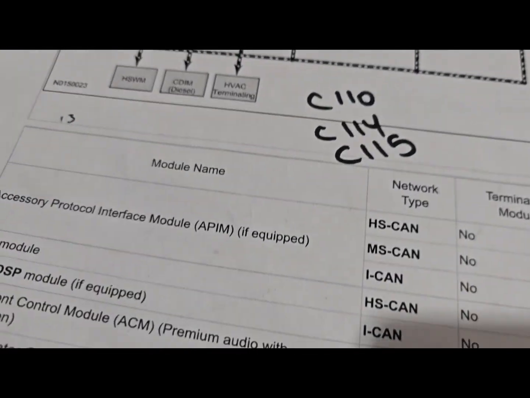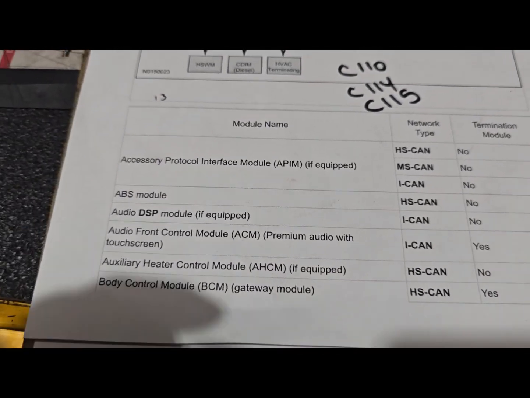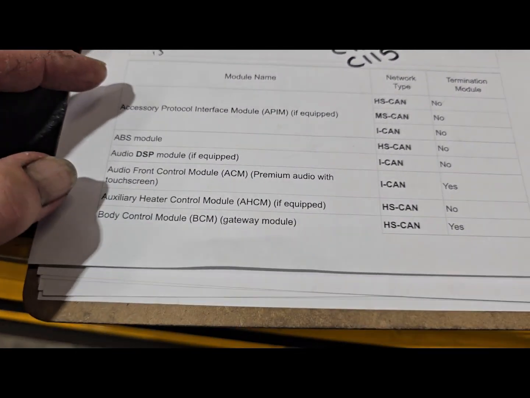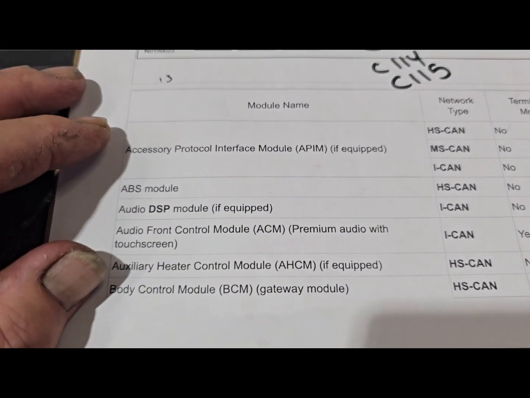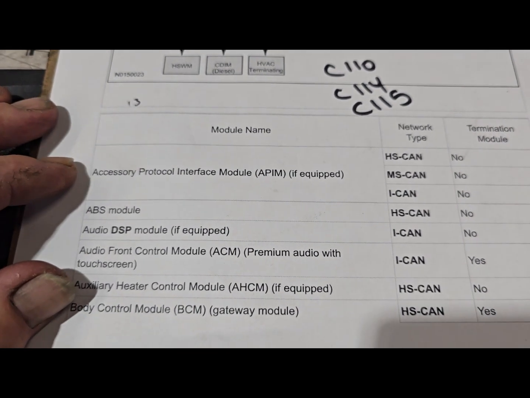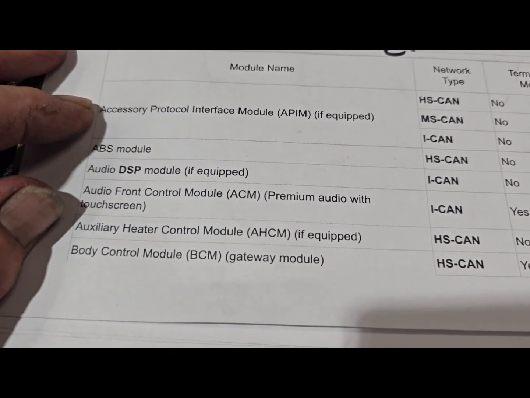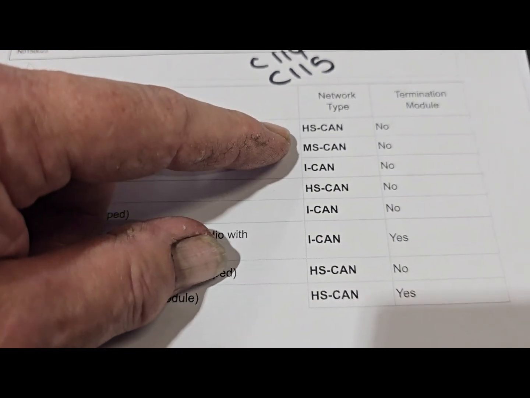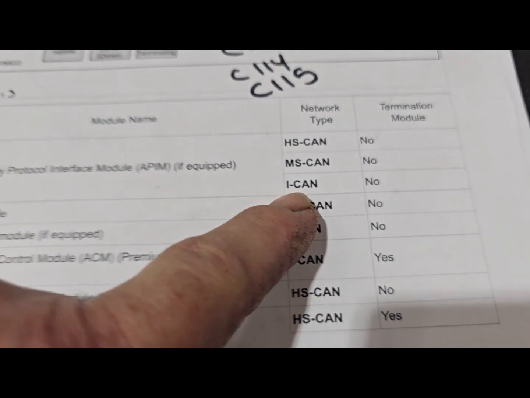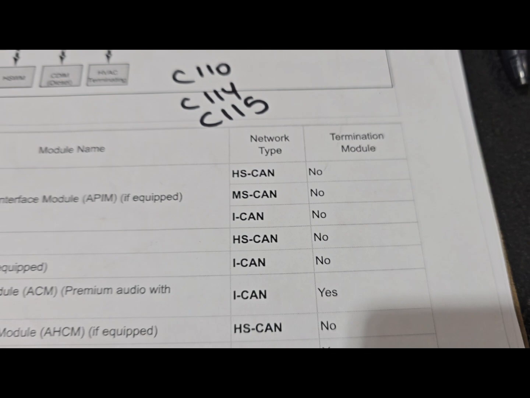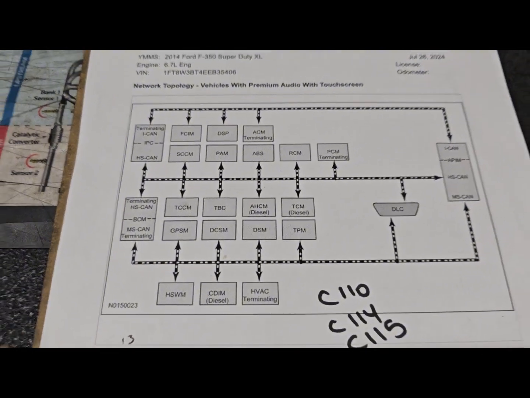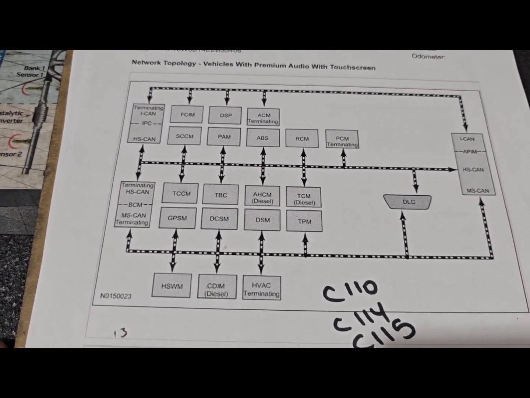Now, here is information. This is really hard to get. I couldn't get this in All Data. I had to go to Mitchell, and actually my service manager found this. I couldn't find it. So this gives you every module and what CAN they are and if they're terminating or not. So this has the APIM, and this tells you that it's a high-speed CAN and an MS CAN and the ICAN, and none of them are terminating. So you can go through this list, and basically this list is just interpreting this data right there.